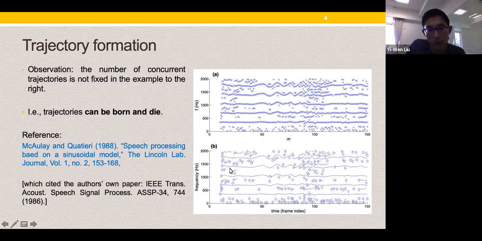But the birth and death. Birth means that the trajectory can start somewhere in time, and it can end if it cannot be continued. So this really gives you a lot of flexibility as to synthesizing the sound.